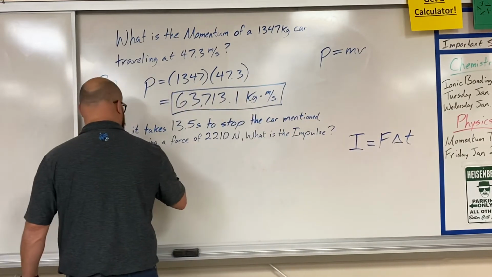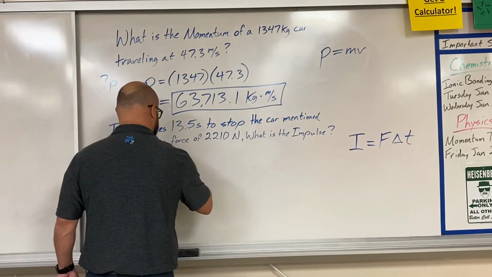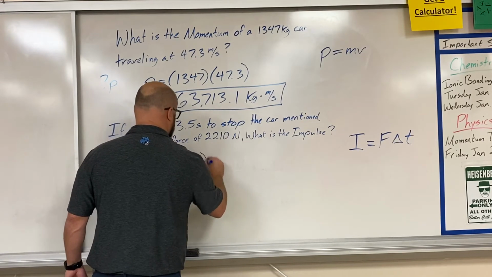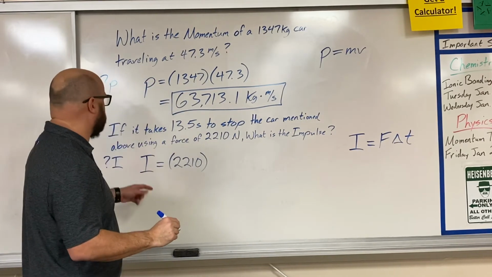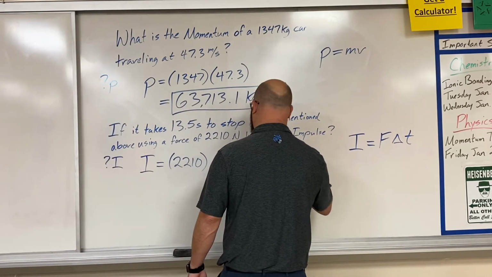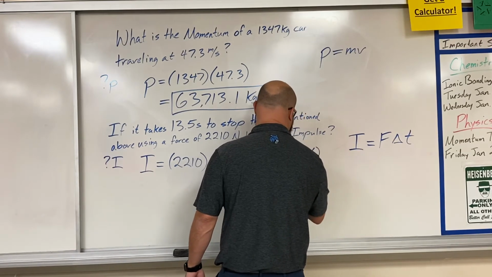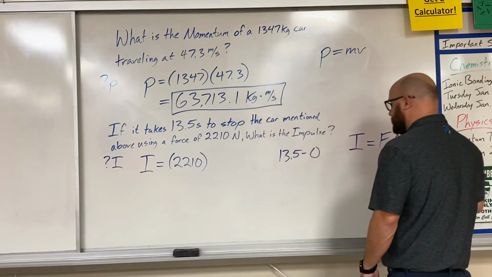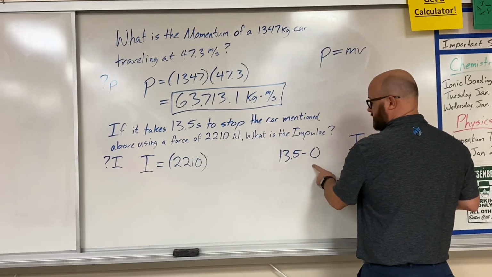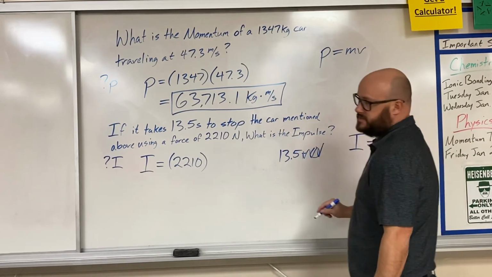I equals our force, which is 2210, times our change in time. Well, to find the change in time, you take the time final minus the time initial. So this is where we ended. This is what we started at. 13.5 minus 0 is still 13.5.